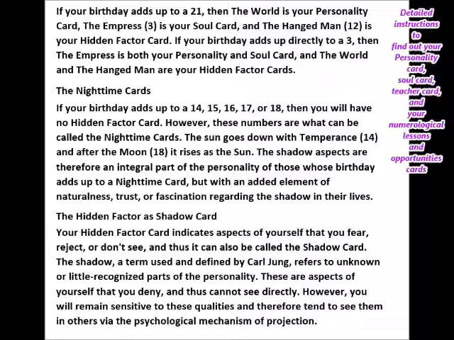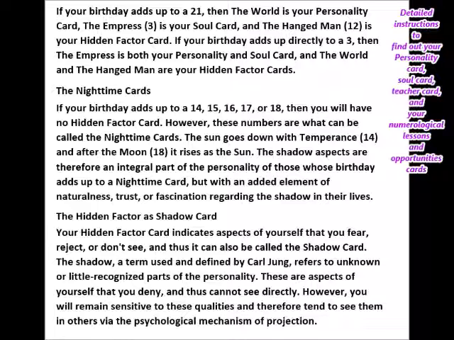If your birthday adds up directly to a 3, then the Empress is both your personality and soul card, and the World and the Hanged Man are your hidden factor cards. The nighttime cards. If your birthday adds up to a 14, 15, 16, 17, or 18, then you will have no hidden factor card. However, these numbers are what can be called the nighttime cards.